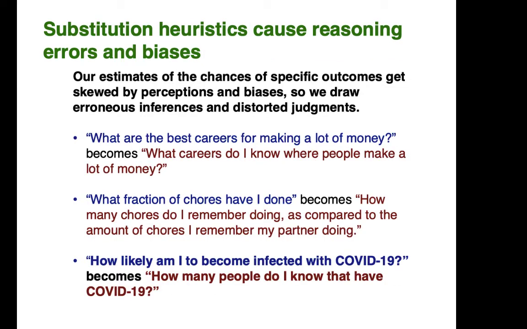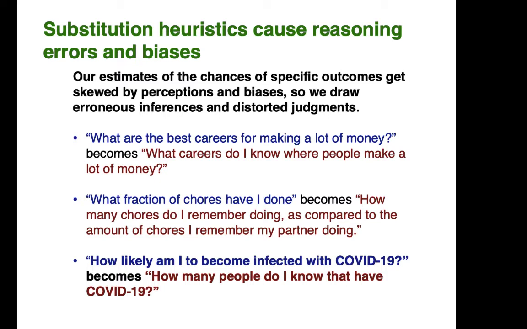Substitution heuristics cause reasoning errors and biases. Our estimates of the chances of specific outcomes get skewed by perceptions and biases, so we draw erroneous inferences and distorted judgments. The question, what are the best careers for making a lot of money? Becomes, what careers do I know where people make a lot of money? That's a different question. What fraction of chores have I done? Becomes, how many chores do I remember doing as compared to the amount of chores I remember my partner doing?